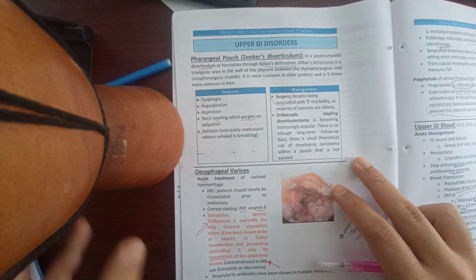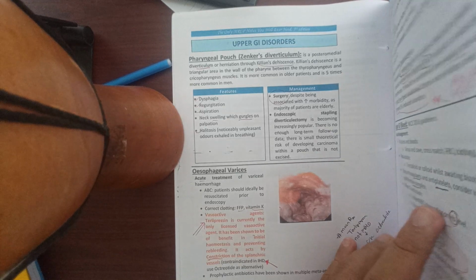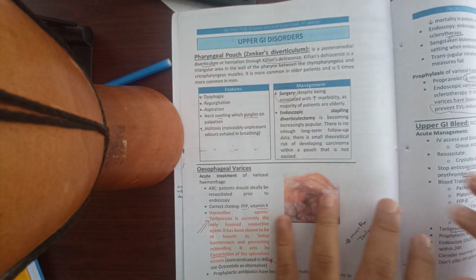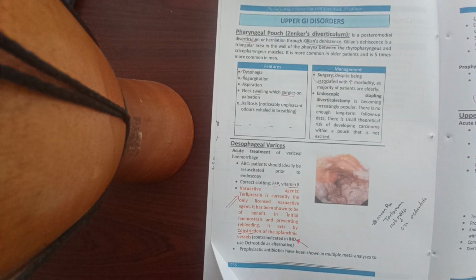Next is upper GI disorders. Also very, very important. There's not a lot of things, but yeah, it's important. So upper GI disorders. Pharyngeal pouch.